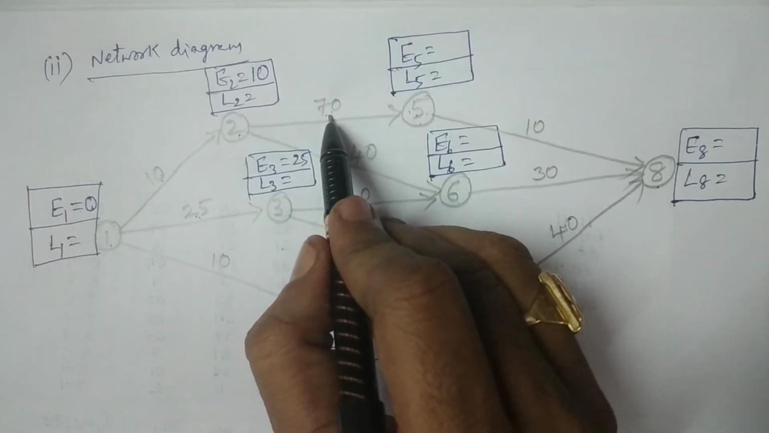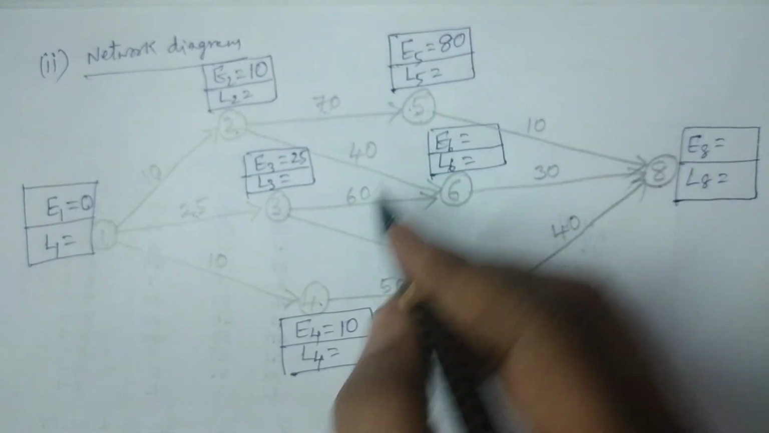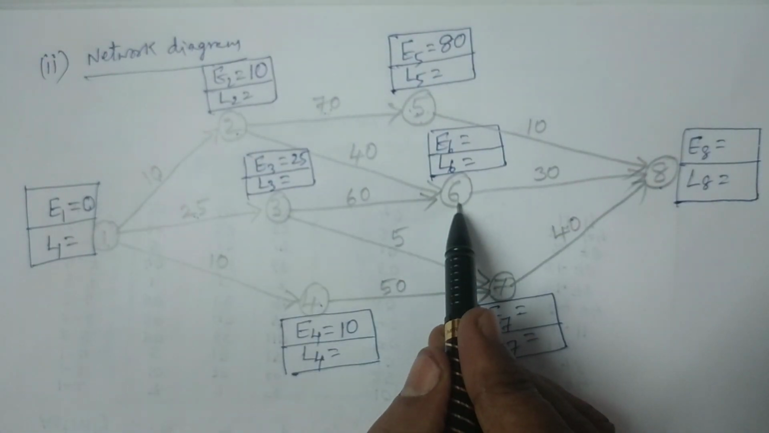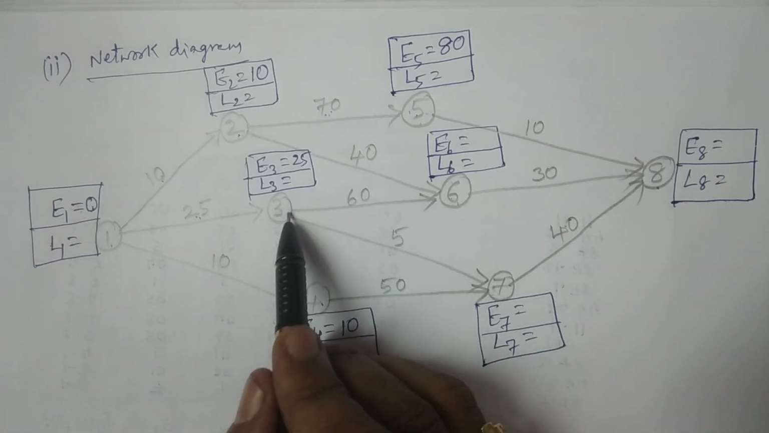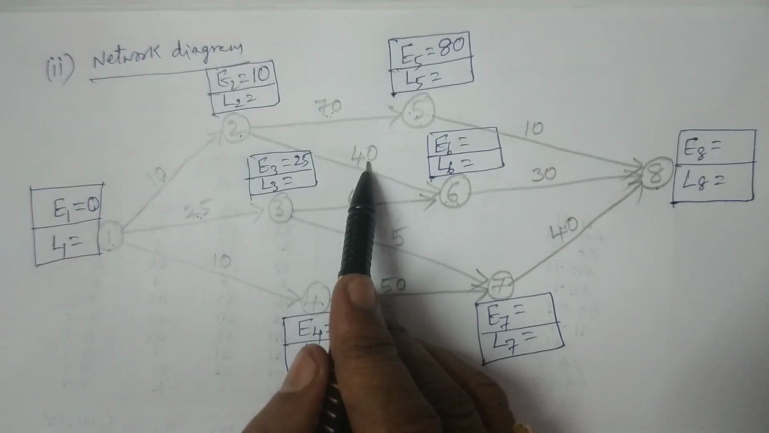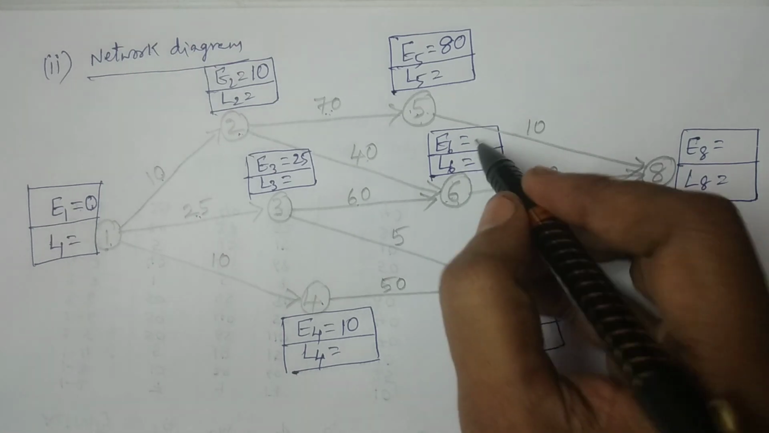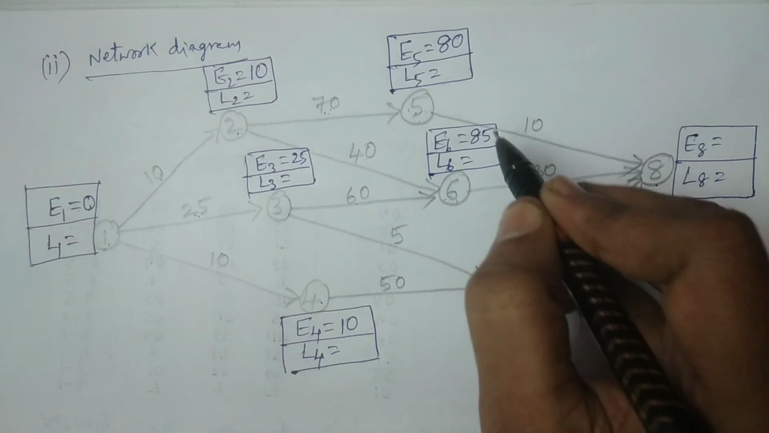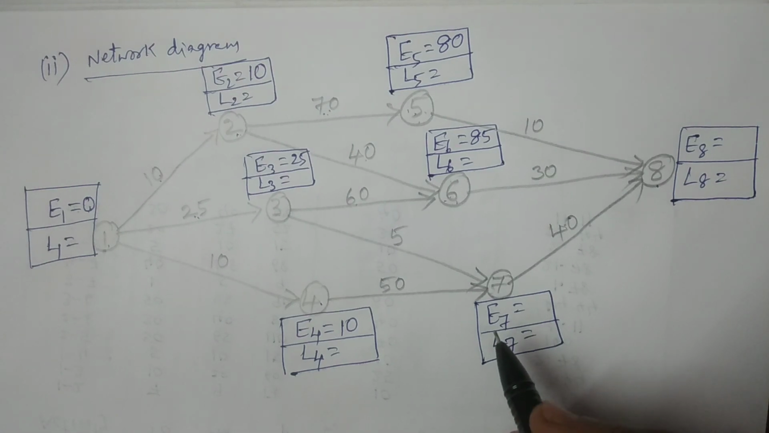E2 plus D2, 10 plus 70, it is 80. Then you have to move to the sixth event. We have two connectors, 3 to 6 and 2 to 6. For 2 to 6, you calculate 10 plus 40, it is 50, and 25 plus 60, 85. The maximum is 85. Whenever you have more than one, you have to consider the maximum, right?